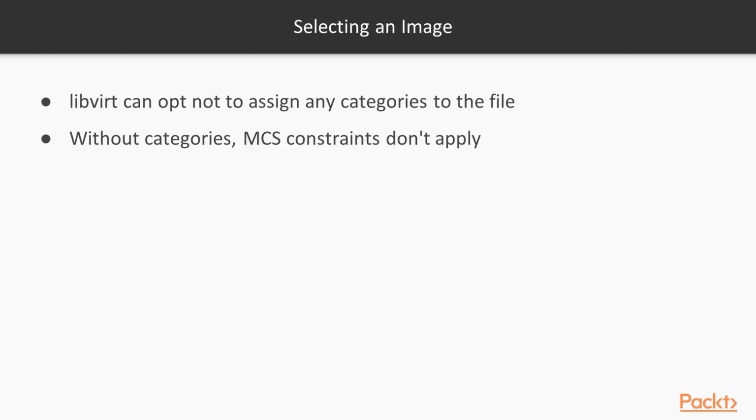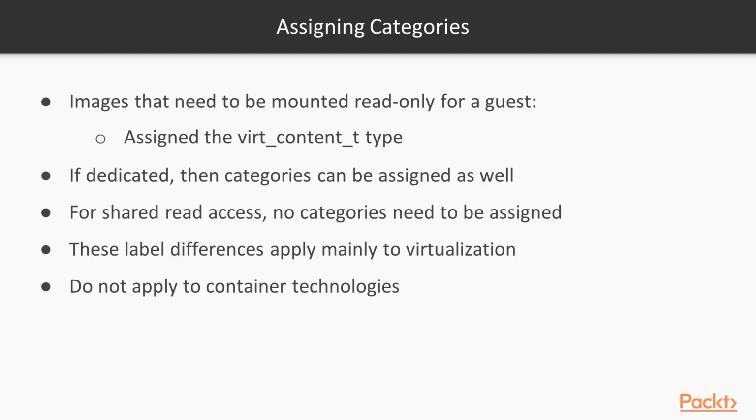When an image is selected that needs to be writable for multiple guests, then Libvirt can opt not to assign any categories to the file. Without categories, MCS constraints don't apply. Images that need to be mounted read-only for a guest are assigned the virt_content_t type. If they are dedicated, then categories can be assigned as well. For shared read access, no categories need to be assigned. Note that these label differences mainly apply to virtualization technologies and not container technologies.